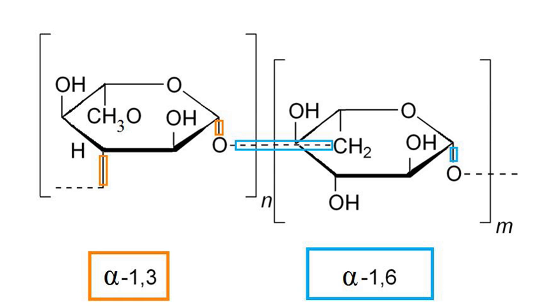Kcat over Km is known as the specificity constant, which gives a measure of the affinity of a substrate to some particular enzyme. Also known as the efficiency of an enzyme, this relationship reveals an enzyme's preference for a particular substrate. A higher specificity constant of an enzyme corresponds to a high preference for that substrate.